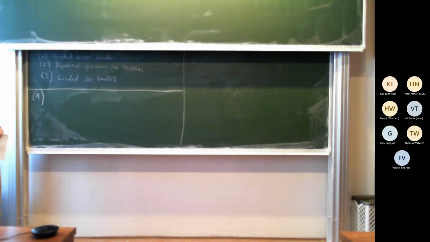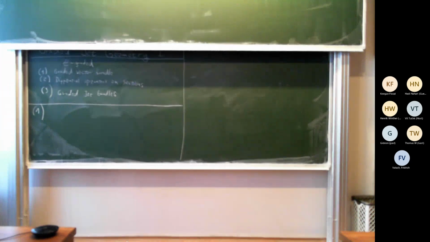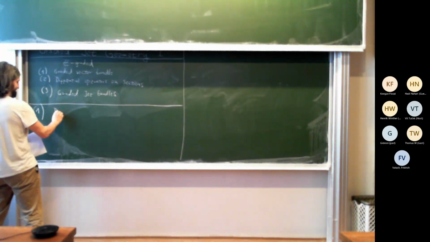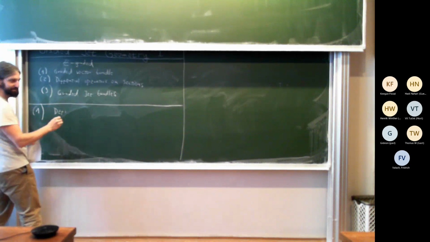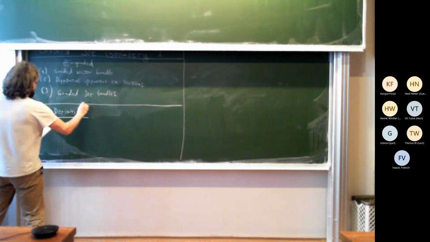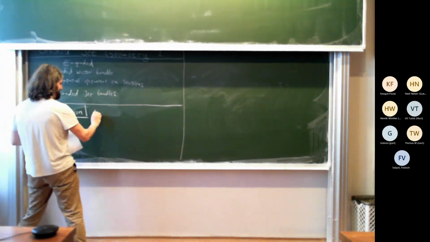First of all, graded vector bundles are structures which require graded manifolds to exist, right? So I have to tell you what a graded manifold is, and I will be as vague as possible. So what is a graded manifold for me?